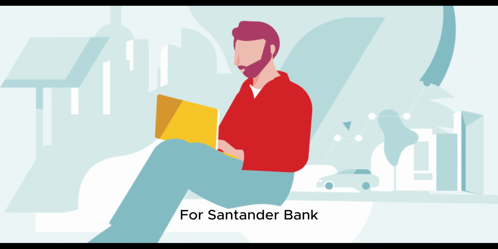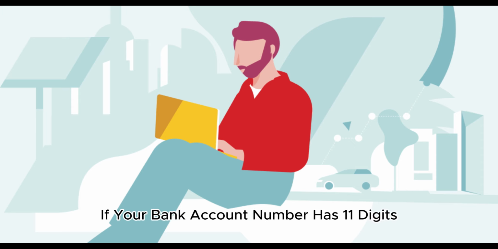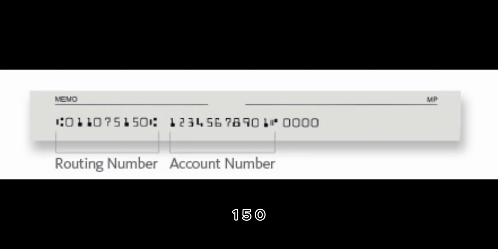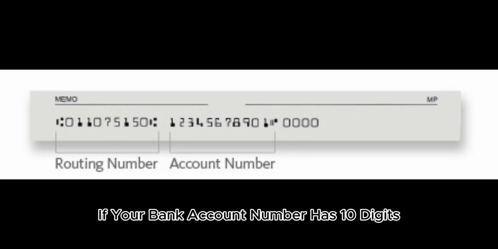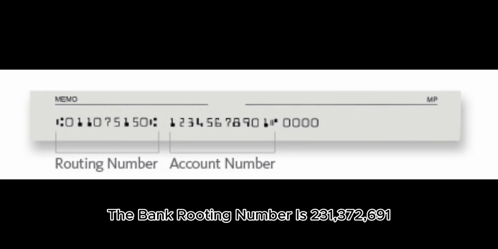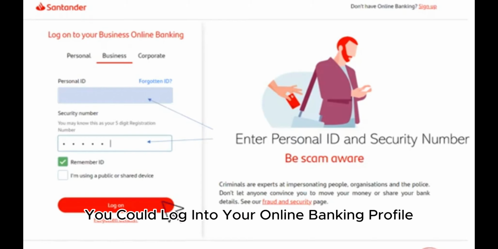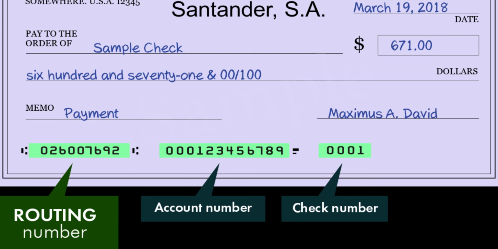For Santander Bank, if your bank account number has 11 digits, the bank routing number is 011075150. If your bank account number has 10 digits, the bank routing number is 231372691. Additionally, you can log into your online banking profile and find your account number there.